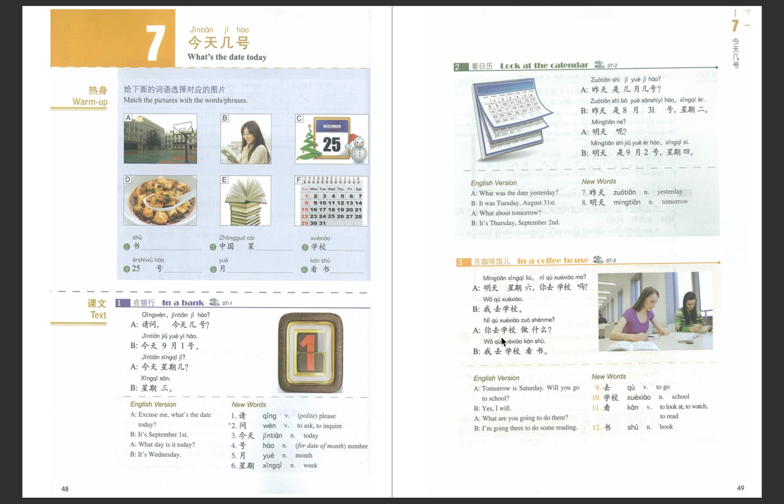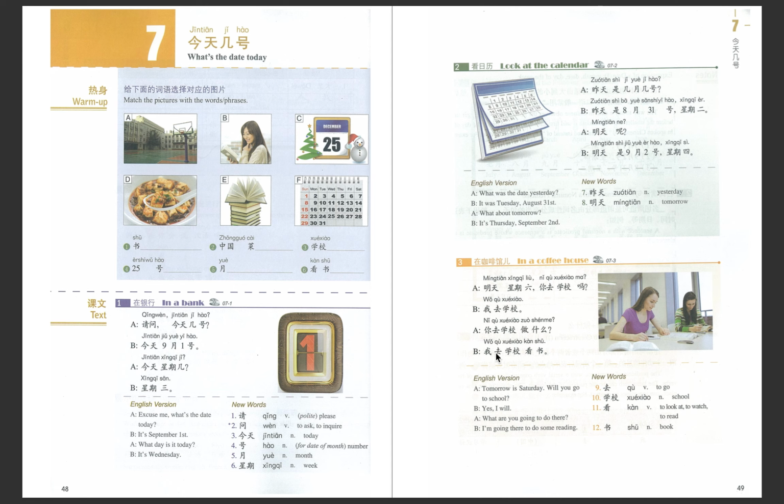你去学校做什么？So 你 you, 去 to go, 学校 school, 做 to do, to make, 什么 what. So what will you do if you go to school? Or literally, you go to school to do what?